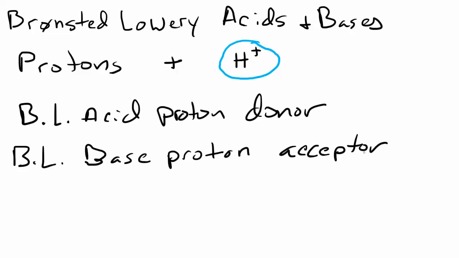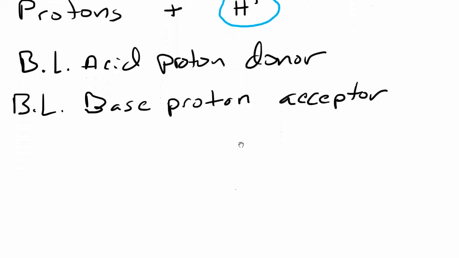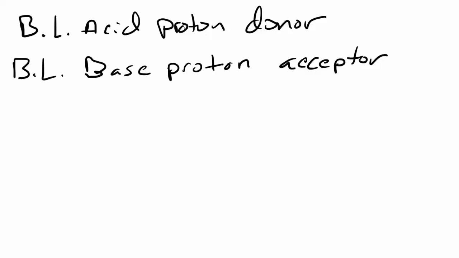So really what this boils down to, it's not that difficult. You have to look at a reaction as it's occurring, and you have to ask yourself, is one of the reactants giving a proton to the other reactant? And if the answer to that question is yes, one of them is giving away a proton and the other one is taking it, the one that's giving the proton away, the proton donor, is the acid, and the one that's accepting the proton is the base.